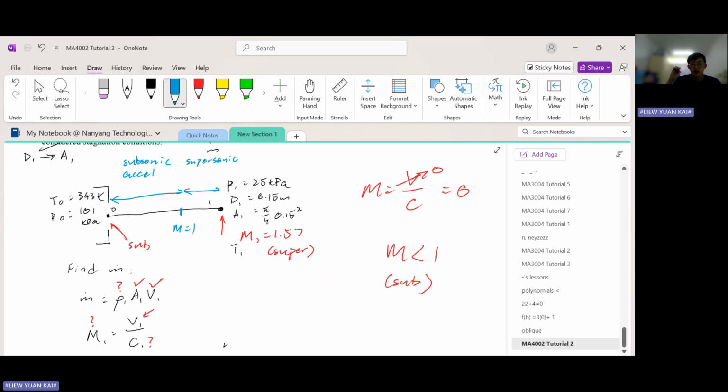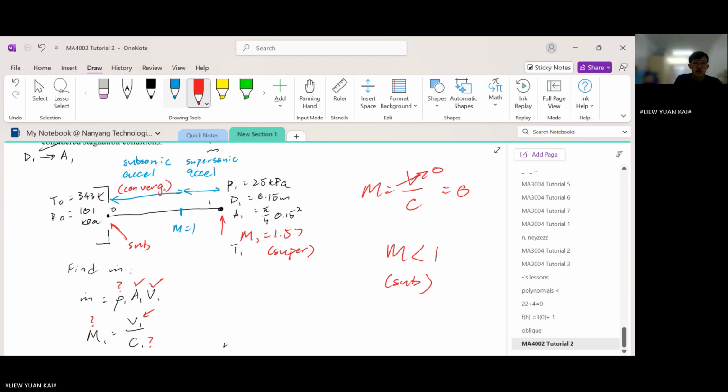But then Mach number is also increasing. So this is acceleration. So you see, in this whole process, we have a subsonic acceleration followed by supersonic acceleration. So how do you accelerate subsonic flow? You accelerate a subsonic flow using a converging nozzle. Converging.